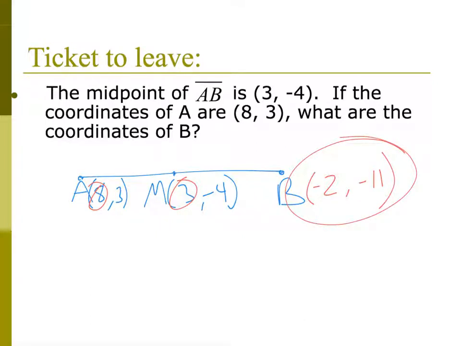You can even double check it. If I add 8 and -2 together, that's 6 divided by 2, that's 3. 3 and -11, add them together, I get -8 divided by 2, that's -4. I just found the midpoint of AB. I double check my work. Check yourself before you wreck yourself.